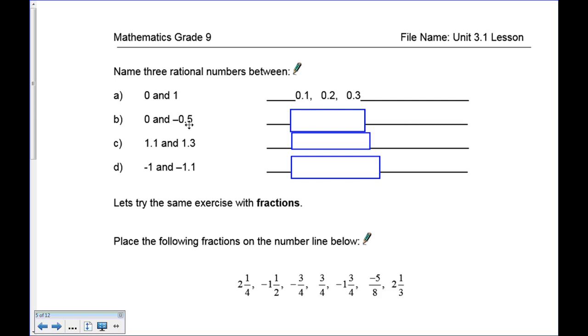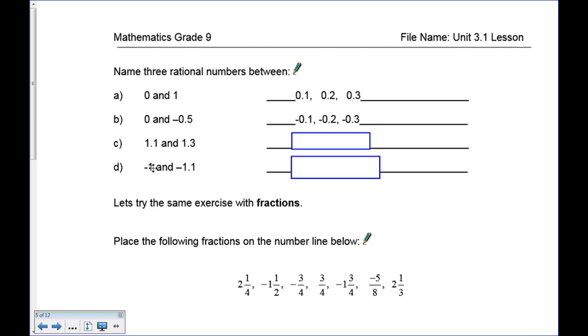Here again, take a look at this one. This is negative 5 tenths. So between here, I can have negative 1 tenth, negative 2 tenths, or negative 3 tenths. As long as I don't mention 0.5 or negative 5 tenths, I'm okay. Again, this could be negative 12 hundredths or negative 13 thousandths or whatever. It doesn't matter as long as it's between the 0 and the negative 0.5, it'll always be the correct answer.